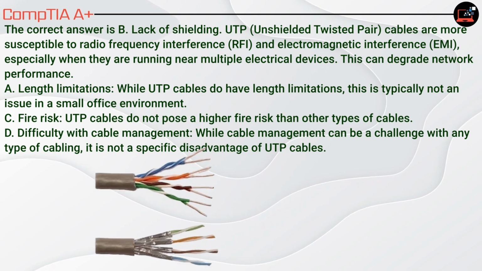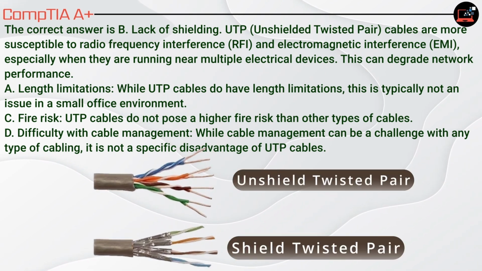The correct answer is B. Lack of shielding. UTP, unshielded twisted pair, cables are more susceptible to radio frequency interference, RFI, and electromagnetic interference, EMI, especially when they are running near multiple electrical devices. This can degrade network performance.